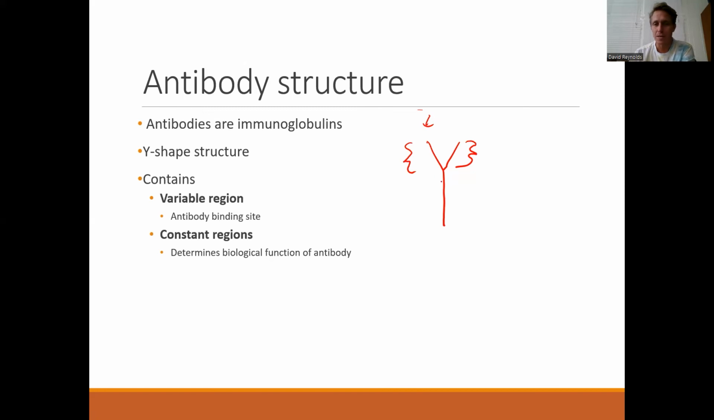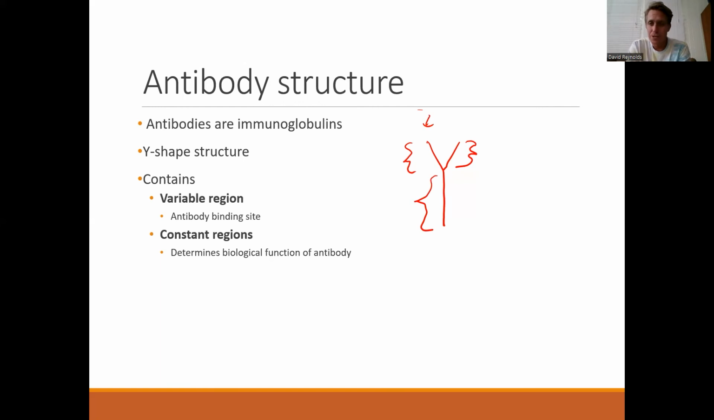Then we also have something called a constant region, which is pretty similar from each antibody. All right, there's only a handful of different types of constant regions that your antibodies can produce. And these are going to have different effects on the body and ultimately kind of control how your antibody is going to deal with that antigen, or even so, that pathogen that has that antigen.